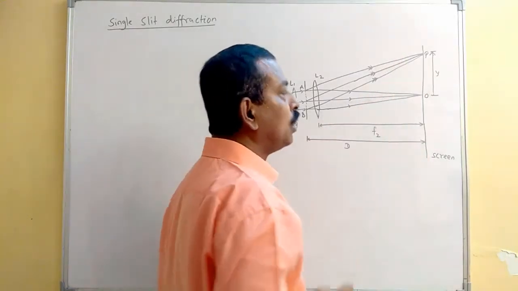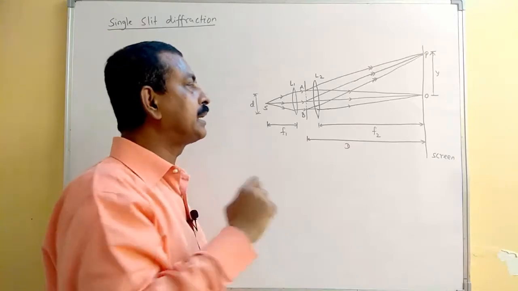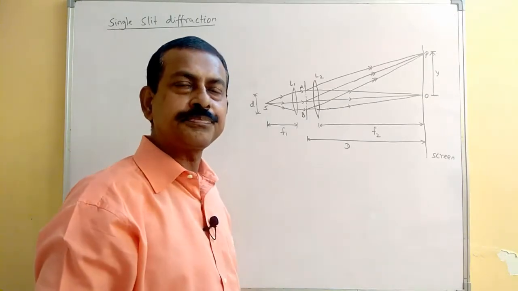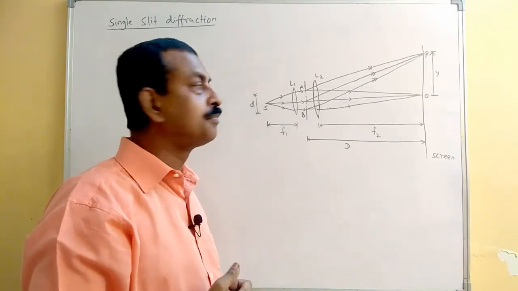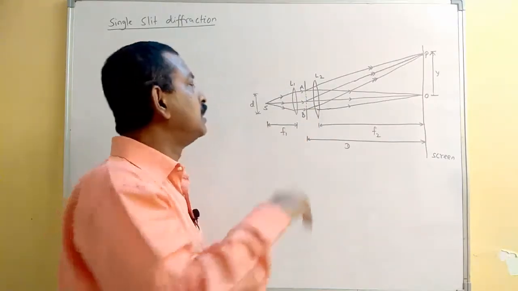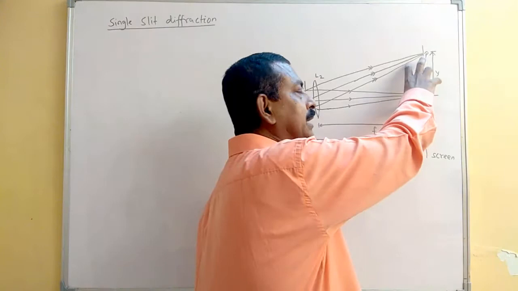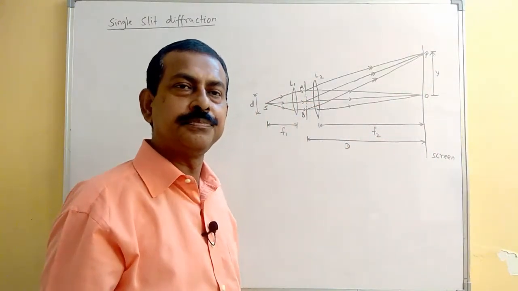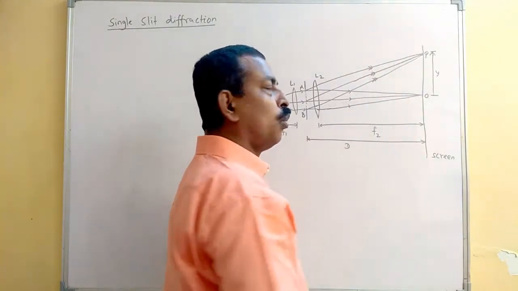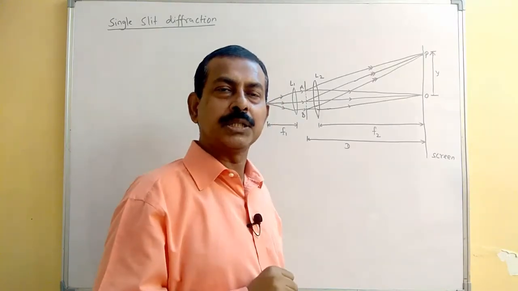So on the screen, we expect a bright spot, indicating that all the rays are reaching there and forming an image. But what we observe, if the size of this obstacle becomes comparable with the wavelength of the wave emitted by this source, is an alternate bright and dark pattern on this screen. If any ray is reaching a point other than this O, it simply means it has deviated or bent from its path.